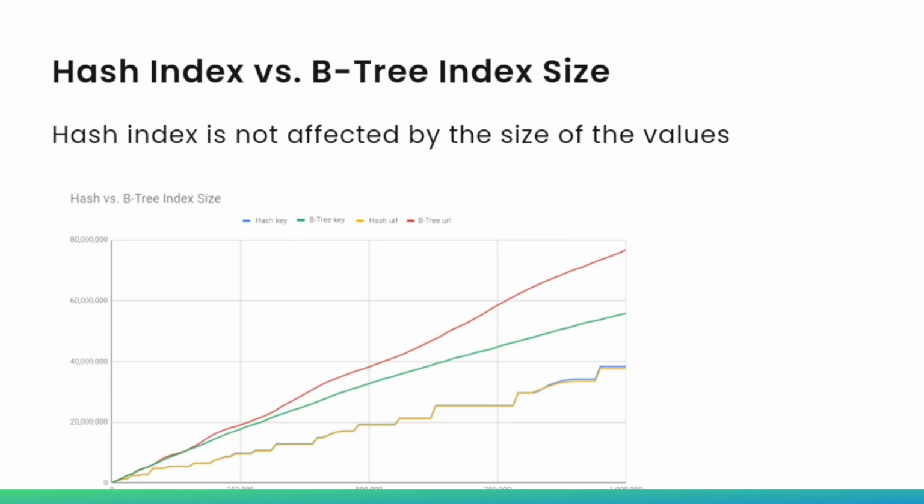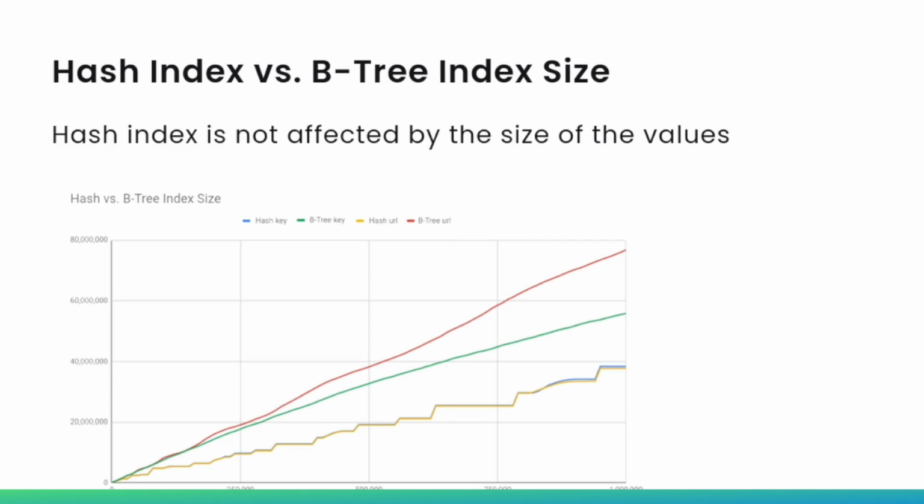Now let's take a look at the sizes of the hash indexes. These are the yellow and red and blue lines at the bottom. So first of all, you can see that the hash index is constantly smaller for both the key and the URL. So in this case, in our particular scenario, a hash index is almost always smaller than the corresponding B-tree index, okay?